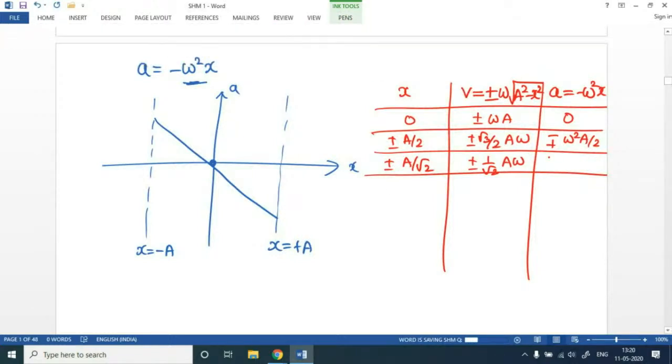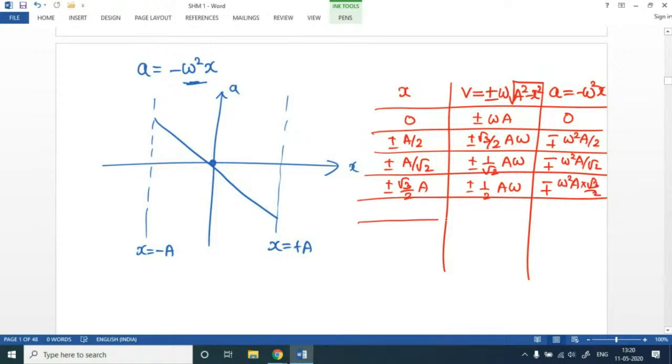And the acceleration here would be nothing but minus plus omega square a by root 2. And the next entry is plus minus root 3 by 2 a, and that would be plus minus 1 by 2 into a omega, and this would be minus plus omega square a into root 3 by 2. And let's have x is equal to plus minus a, then the velocity here will become 0, and acceleration will again be maximum, that would be minus omega square a.